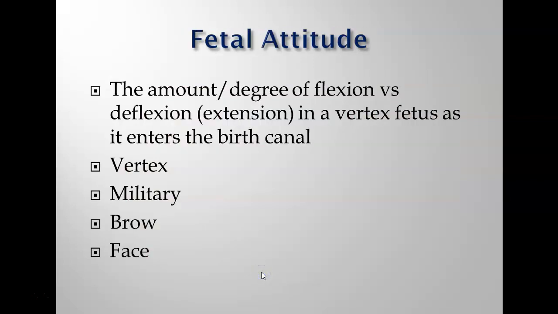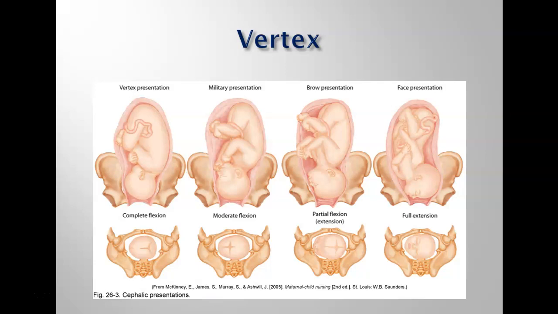Fetal attitude has to do with the degree of flexion that the baby has in the vertex presentation. So they can be a vertex, which is that completely tucked position, military, brow, or face. So these are examples of those. In a vertex with complete flexion, we're looking at the perfect position to deliver and the tuck. And this is just a view of the head from looking straight on into the pelvis.